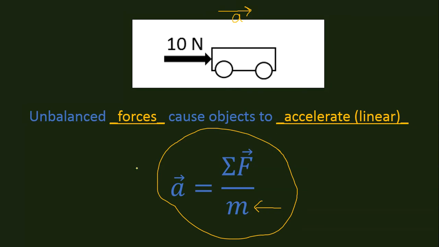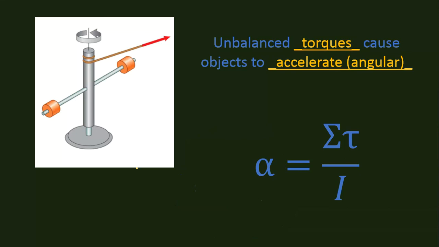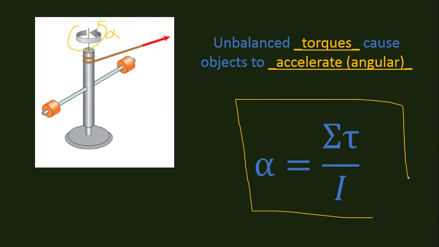Well, it turns out there is a direct rotational analog to this. Unbalanced torques cause an object to accelerate angularly. And there is an equation that we can use to calculate the angular acceleration an object will experience. But in this situation, it is not dependent on just the mass. It is dependent on the analog of mass, our moment of inertia. So we can calculate the angular acceleration of an object by taking the net torque on the object and dividing it by the moment of inertia of the object.